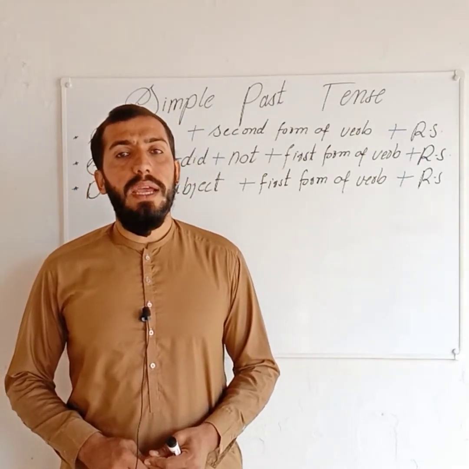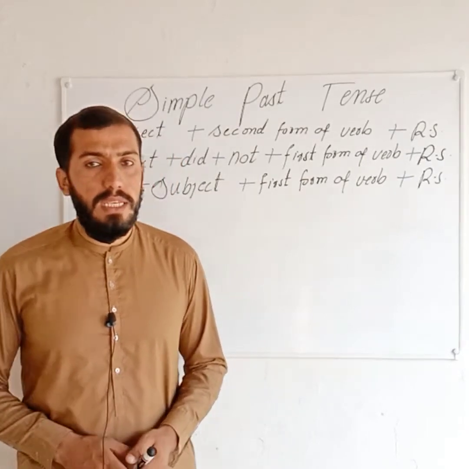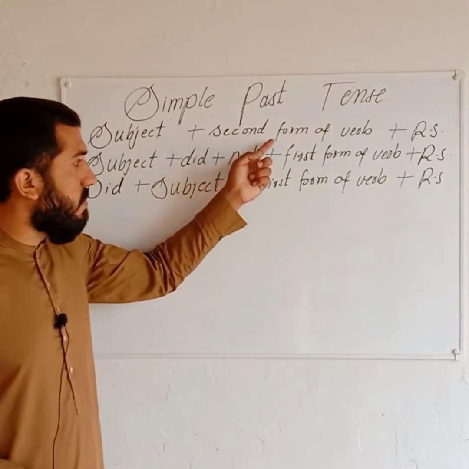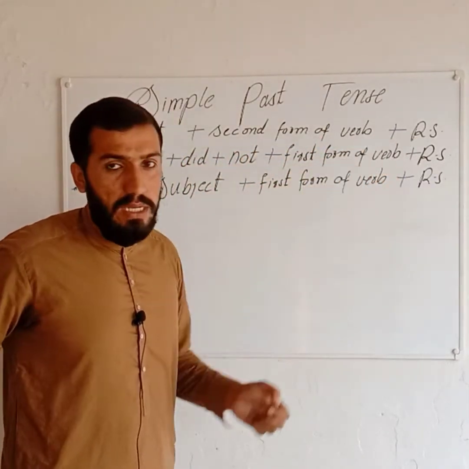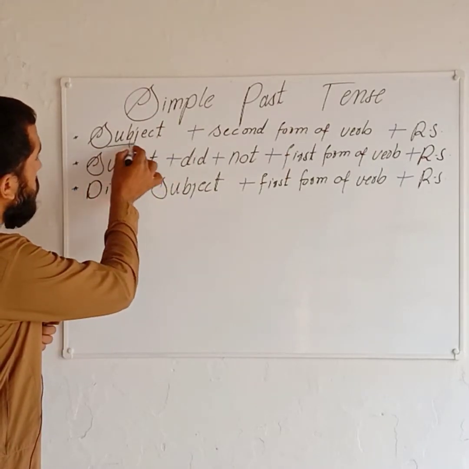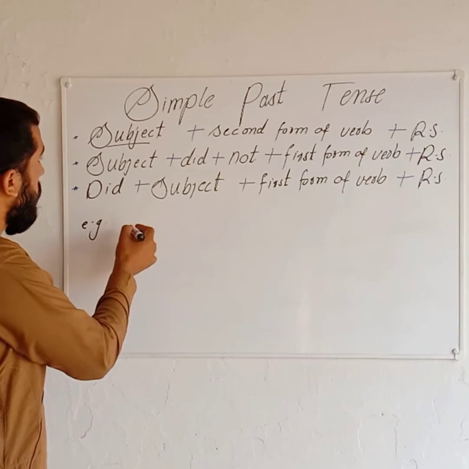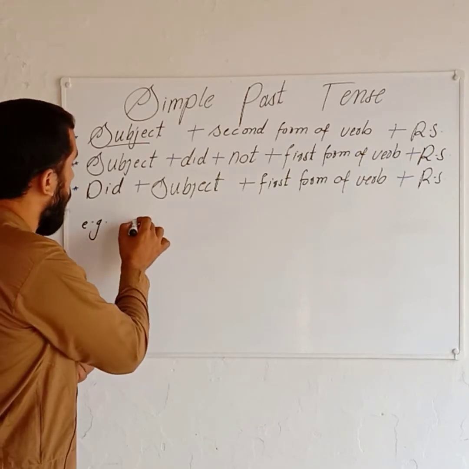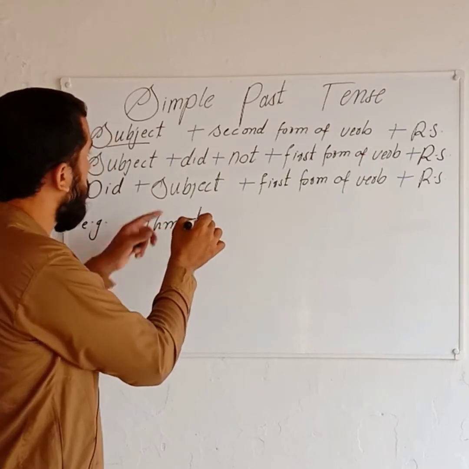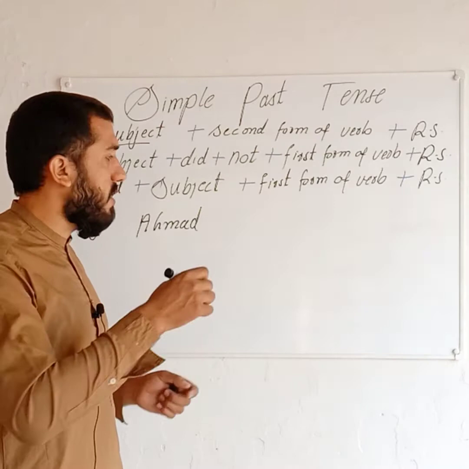Well, before getting to its definition, we will talk about its structure. The structure is: subject, second form of verb, plus rest of the sentence. The structure of simple past tense is pretty simple. First, we need to use a subject. If I say, well, subject, I use Ahmad. Then second form of verb. In simple past tense, we always use second form of verb.